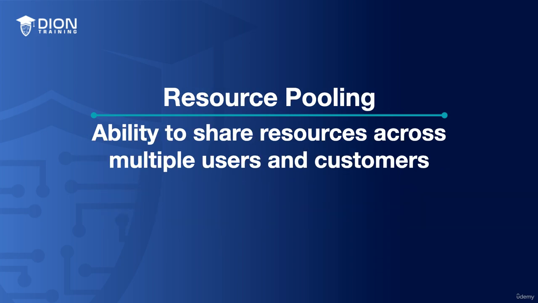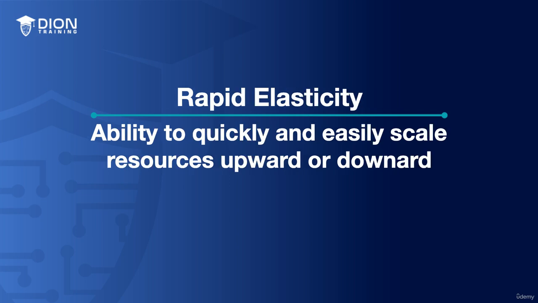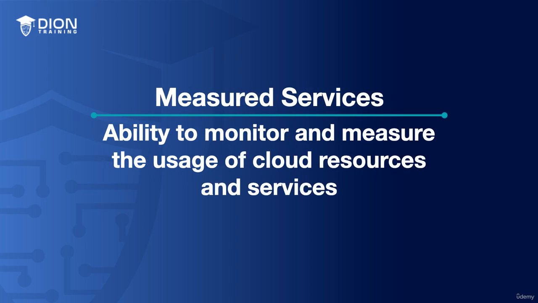Resource pooling refers to the ability to share resources across multiple users and customers, while rapid elasticity refers to the ability to quickly and easily scale resources upward or downward as needed. Measured services is going to refer to the ability to monitor and measure usage of the cloud resources and services.